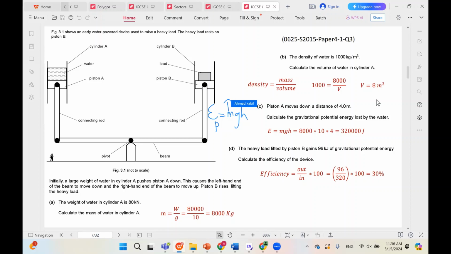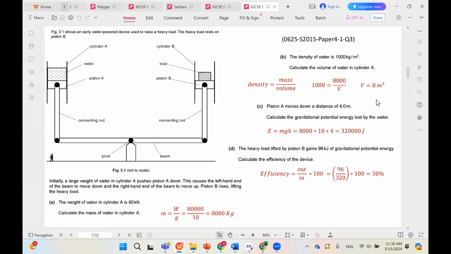So this is mass, this is gravity, and this is height. Of course, we're given the mass, and we know the value of g, which is 10, and the height is 4, so we multiply them together, and we get the gravitational potential energy.